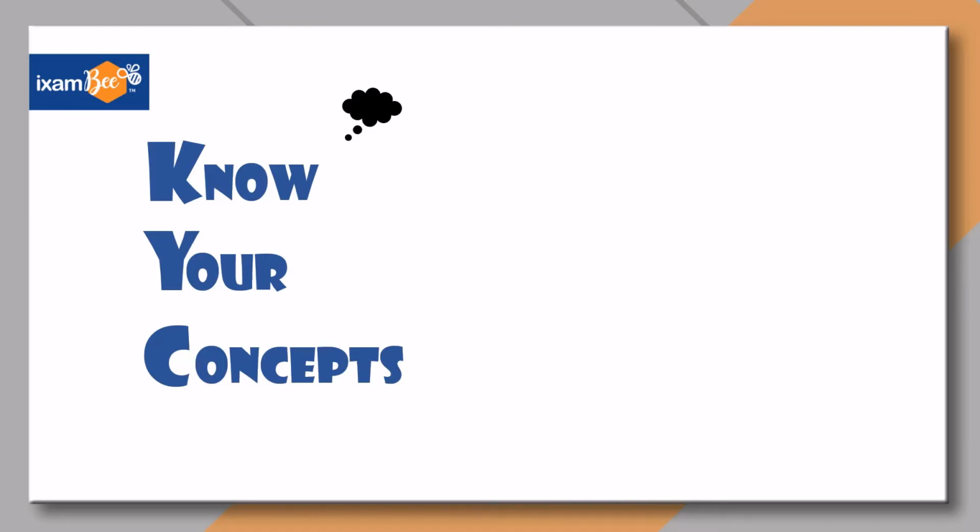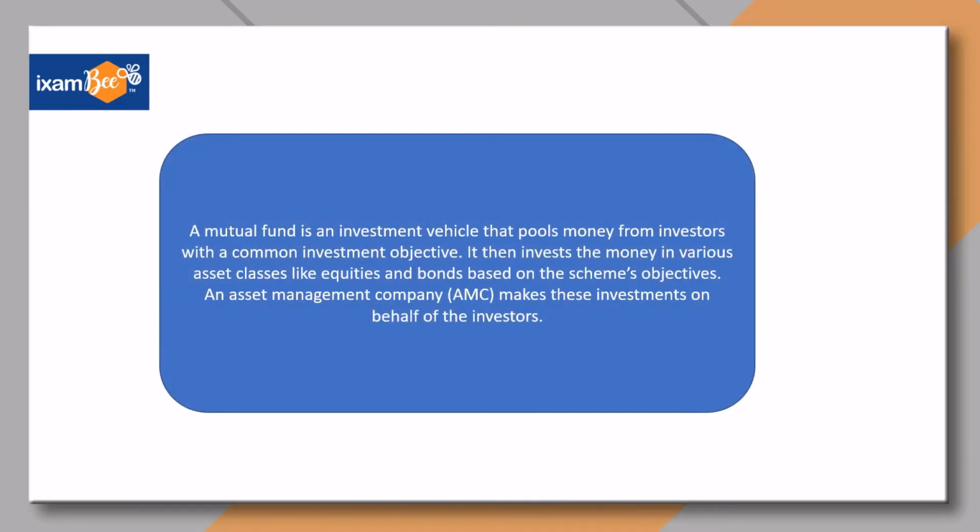A mutual fund is an investment vehicle that pulls money from investors with a common investment objective. It then invests the money in various asset classes like equities and bonds based on the scheme's objectives. An asset management company or AMC makes these investments on behalf of the investors.